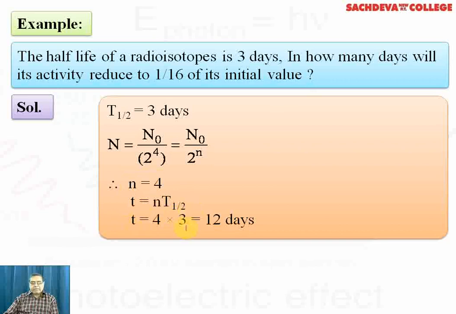Now we will apply the formula, that is T is equal to n times T half. So n is taken as 4, as we have calculated, and T half is 3. So the time will be 12 days. That is, in 12 days, we will find the activity will drop to 1 over 16 of its initial value.